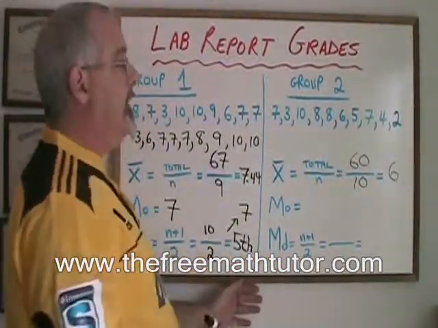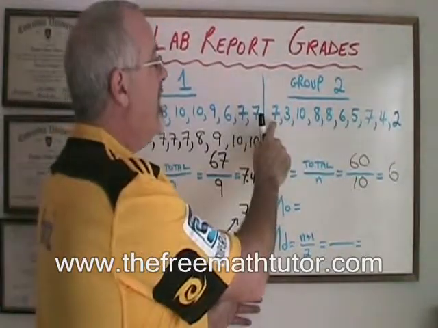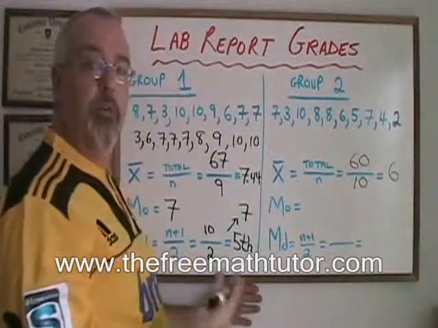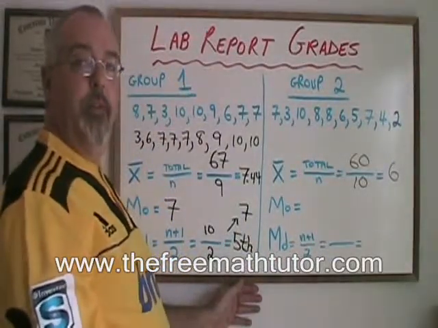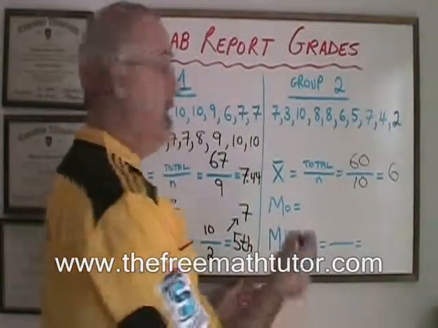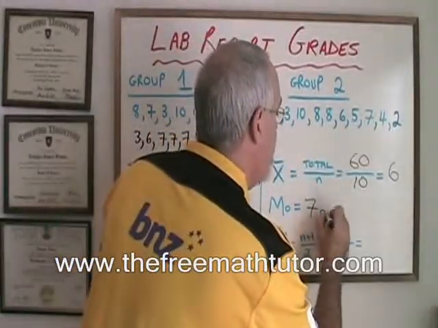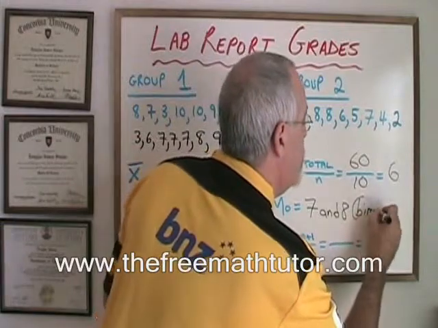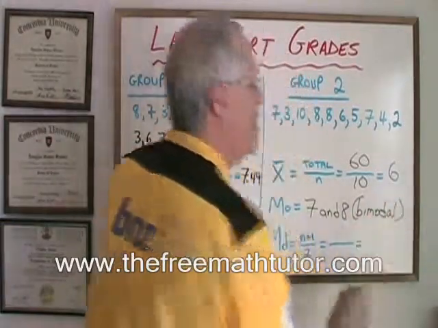The mode, in this case, we have 2 sevens and we have 2 8s. And we don't have any other mark that appears more often than twice. So we have 2 modes this time. Our mode is 7 and 8, and that means that this distribution is what we call bimodal.